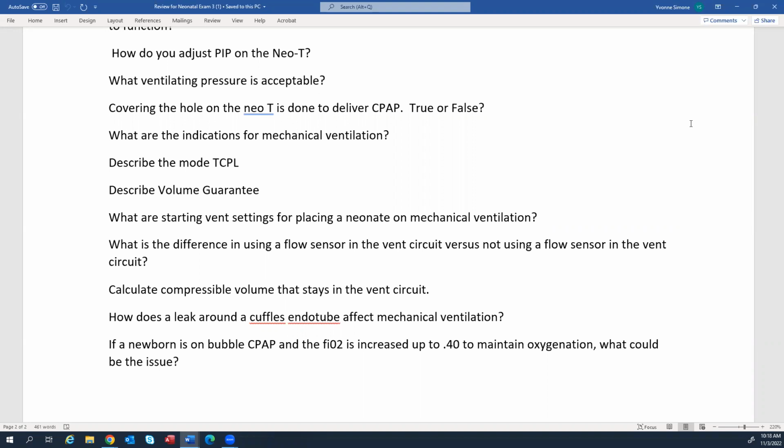And if the volume is delivered before inspiration ends, it will stop the I time so that more volume doesn't get delivered during that breath. So volume guarantee is going to adjust pressure to target a tidal volume. And also during inspiration, if the volume has been delivered, inspiration will end.